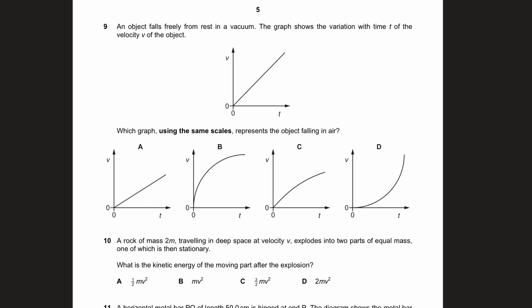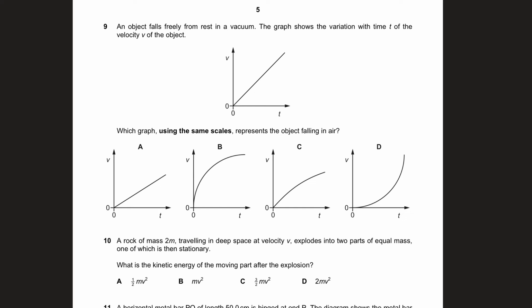Question 9 says, an object falls freely from rest in a vacuum. The graph shows the variation with time t of the velocity v of the object. Which graph using the same scales represents the object falling in air? So this is the graph of the object falling in a vacuum in the absence of air. There's a constant acceleration. The gradient of the graph is constant. When the same object falls in the presence of air, the acceleration decreases, which means that the gradient would reduce.